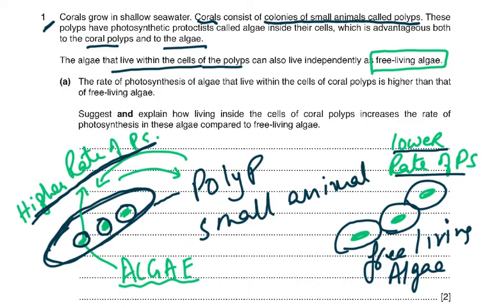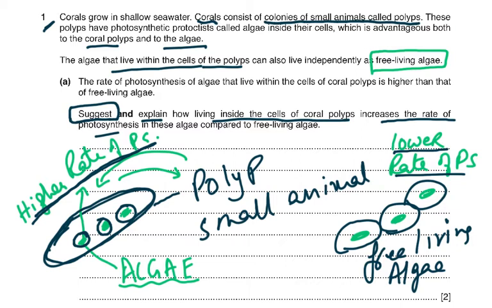Now, I always do this to explain the question to myself, because then I can answer it more befittingly. You can also do this on the side, or you can just do it with a pencil and then rub it off, because you have to write the answer here. So suggest and explain. I've always said suggest is the most difficult part of these paper 4. So suggest and explain how living inside the cells of coral polyps increases the rate of photosynthesis.